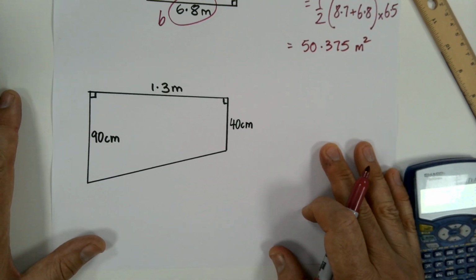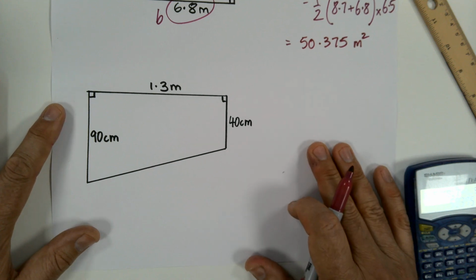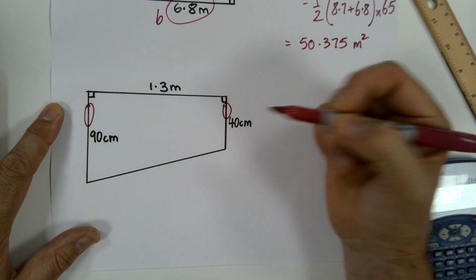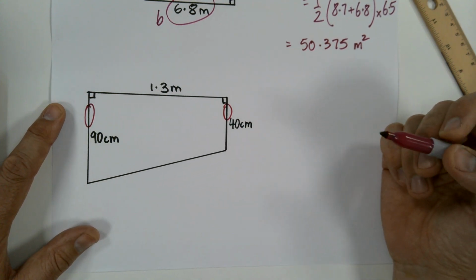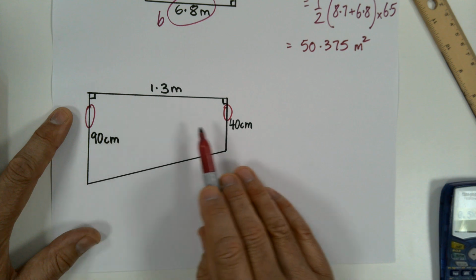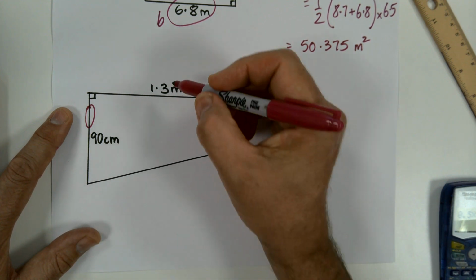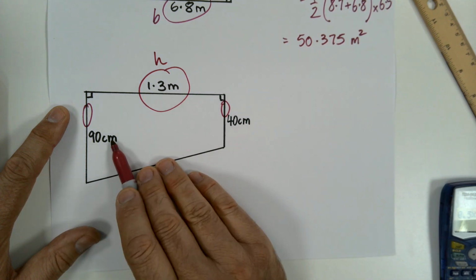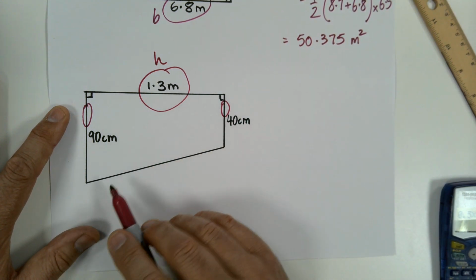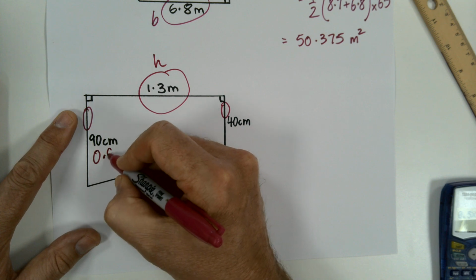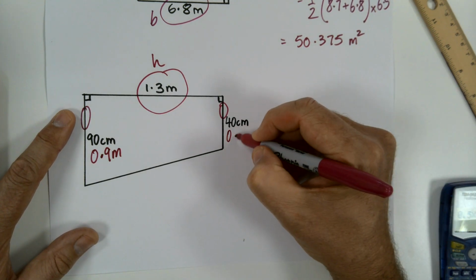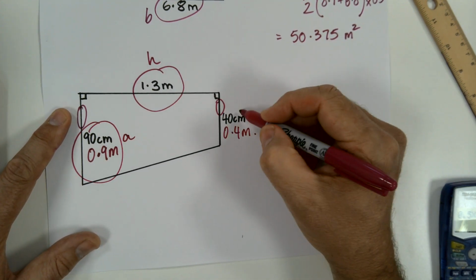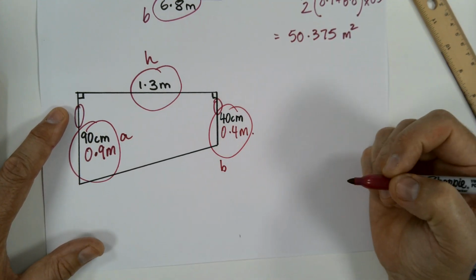Let's look at the second one. Now, it's still a trapezium because we've got right angles there, which means that this side and this side are parallel. Okay, so these are A and B, and that one there is H. So I'm just going to identify that one. That's H. But look at this: we've got centimeters and meters. I'm going to get it all to meters. So that's 0.9 meters, and that's 0.4 meters. Okay, I'm going to call that A and call that B.